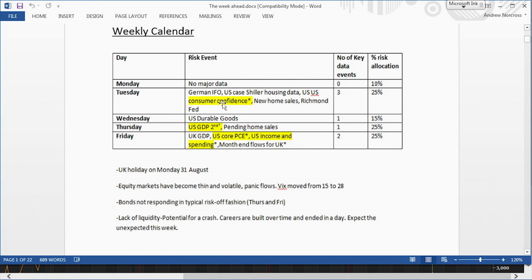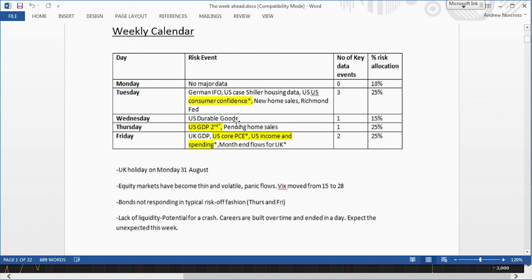Let's move on then to Tuesday. Tuesday, as you can see, has a little bit more data. We started with the German IFO. We then have in the afternoon the Case-Shiller housing data. We then have probably the highlight of Tuesday, which is the US consumer confidence. Very important, it is a highlight simply because it is probably one of the more important data pieces for the Fed. So that will be very closely watched and will definitely bring some volatility with it. We then have the new home sales and the Richmond Fed manufacturing data. So as you can see, a few more risk events on Tuesday, and accordingly we allocate a little bit more risk as there's more likely to be volatility around particularly those releases.